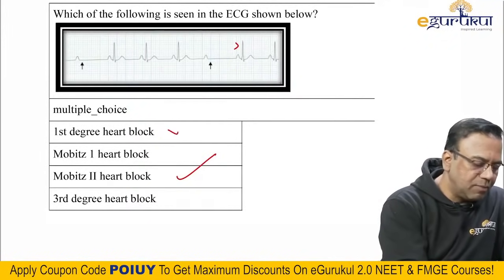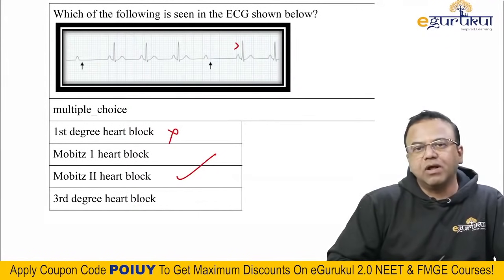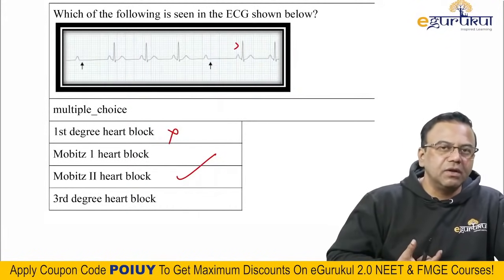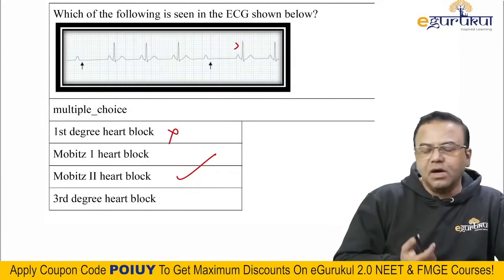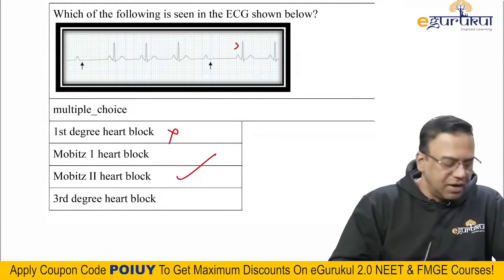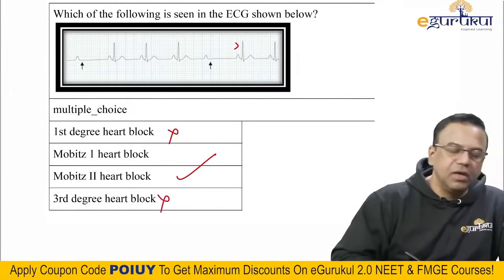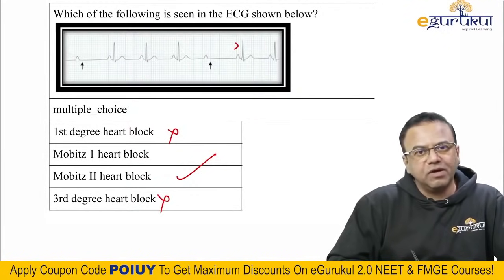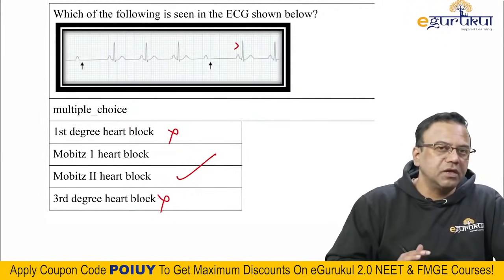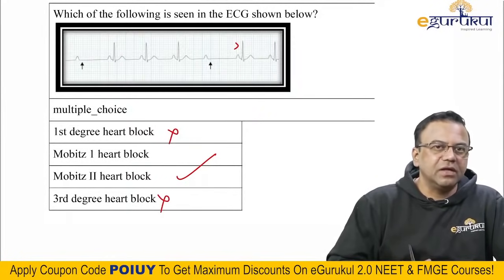Why did you rule out first degree heart block? Simply, first degree heart block would have been a prolonged PR interval. You're not seeing a prolonged PR interval, and plus you're seeing a missed QRS. A missed QRS will not occur in a first degree heart block. Why is it not a third degree heart block? In third degree heart block, the RR intervals would have been equal. There's no relationship between the P and the QRS. Those features, if they are there, that is third degree heart block.